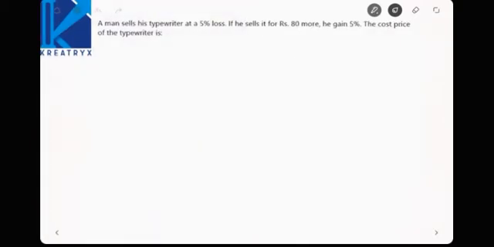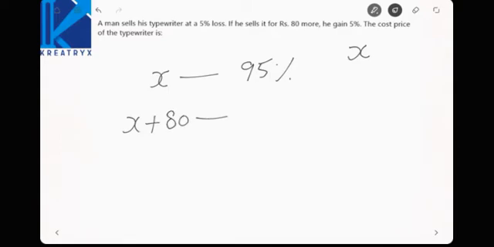Next one, a man sells his typewriter at a 5% loss. Let us consider the selling price as X. If he sells at X, his loss percentage is 5%, so X must be equal to 95%. If he sells it for 80 rupees more, X plus 80, now his gain is 5%. That will be equal to 105%, as selling price is 105.